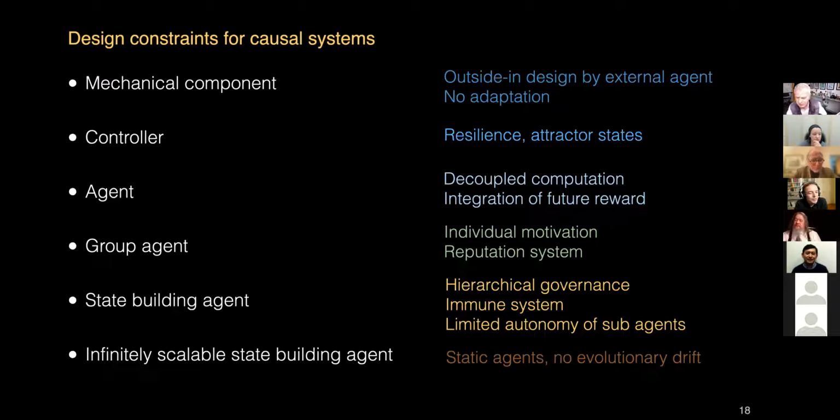And in a group agent, you can do this on the next level. So you basically build an agent that is composed of multiple sub-agents. And each of these sub-agents has its individual motivation and a reputation system to coordinate the group. And in a state building agent, you change this reputation system or extend it via hierarchical governance. And this thing needs an immune system. So the individuals are submitting to this governance and are not building their own government that is competing with the main government. And you will have limited autonomy of the sub-agents. So they will be set up in such a way that, per default, most of them will want to submit to the state building group rather than doing their own thing.